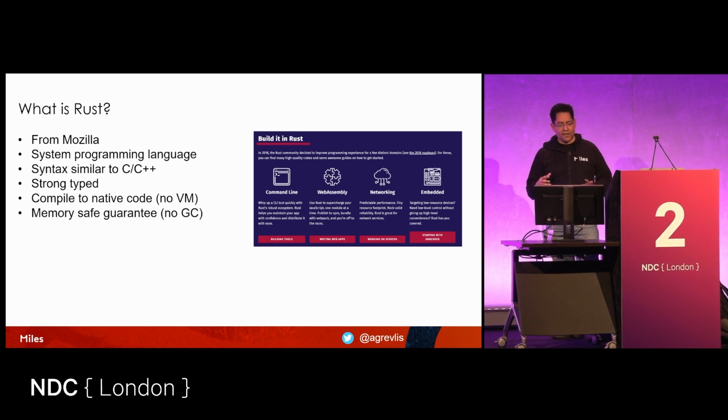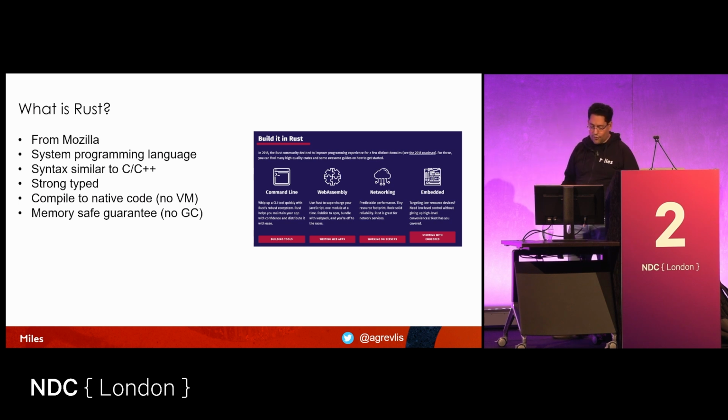It's a systems programming language. It has a syntax very similar to C or C++. It's strongly typed, and it compiles down to native code. And one of the design goals when they designed Rust as a programming language was that it should be memory safe. That means that you don't have any dangling memory pointers or memory leaks.